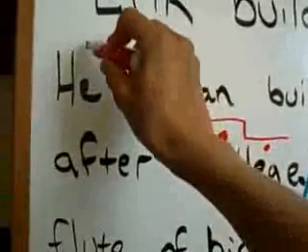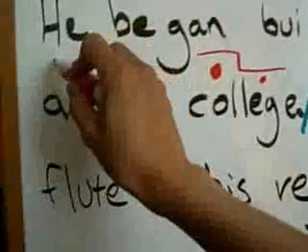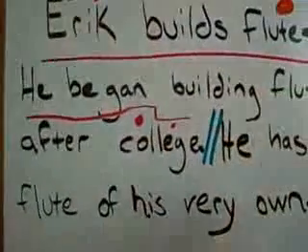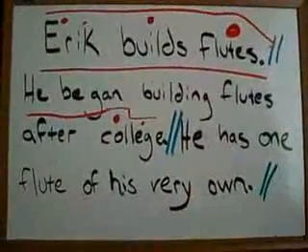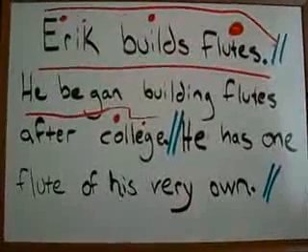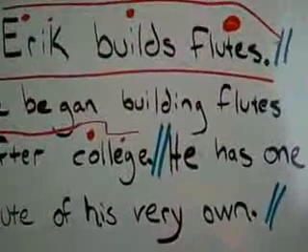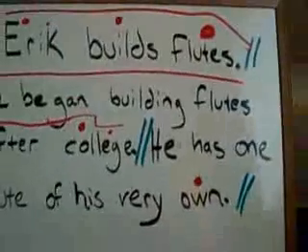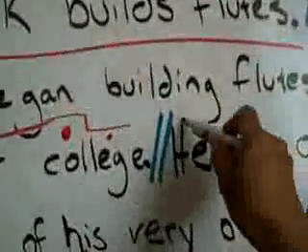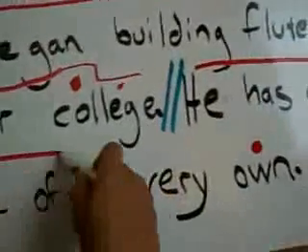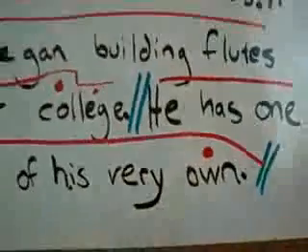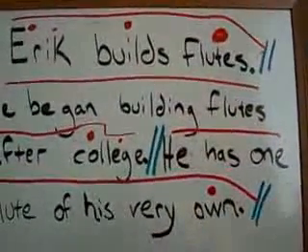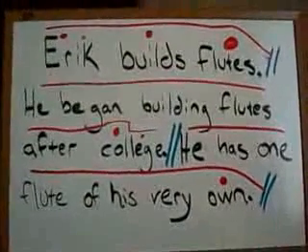So again, the overall pattern is like this, but then at the end it goes up and steps down. He began building flutes after college. College. In the last line, our final content word giving new information is own. And like flutes, it's one syllable. So the overall pattern stays the same till the end, and on that final content word, our voice will glide down. Own. He has one flute of his very own.